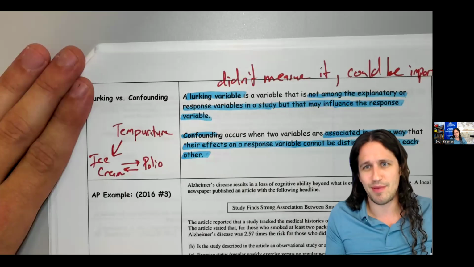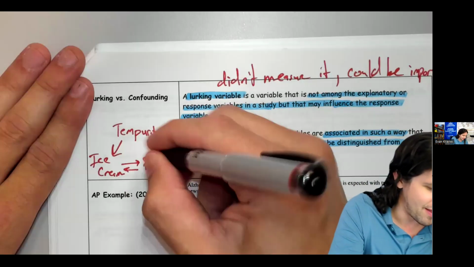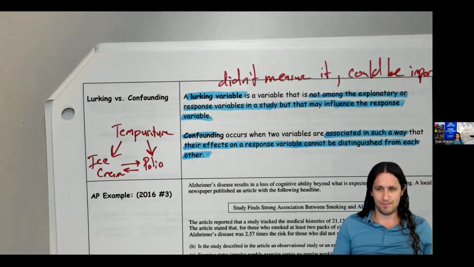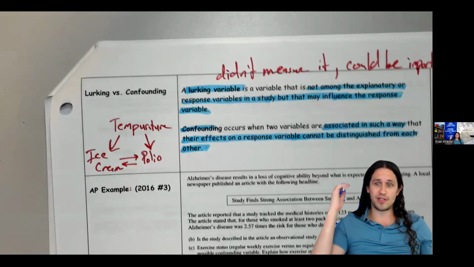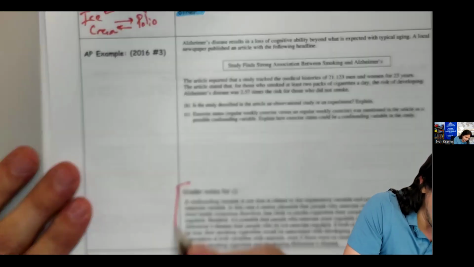Temperature. It's the summertime. People eat ice cream. What else happens in the summertime? Polio virus does a little better. So temperature was the confounding variable. Down below, you've got another example. This is actually the answer. This is the answer for part C.